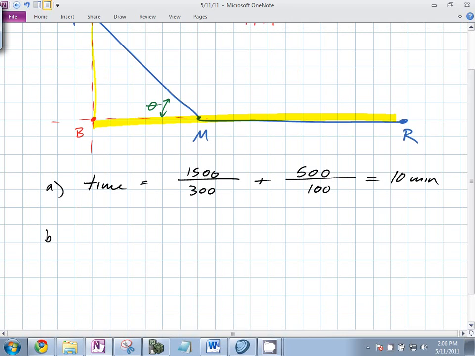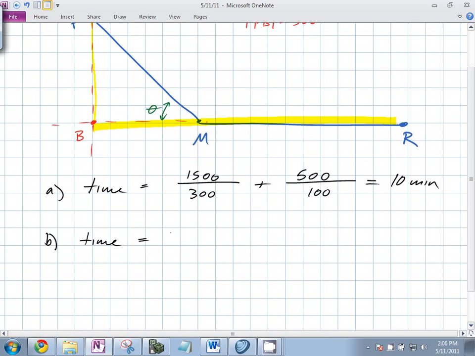Part B asks if you go straight to the water and then over, so you're on the sand for how long? So you go straight out and then over. How many feet are you on the sand for? 2,000. You're not on the pavement for anything. So it takes you 20 minutes. So that's basically two outer edges that you could think about.